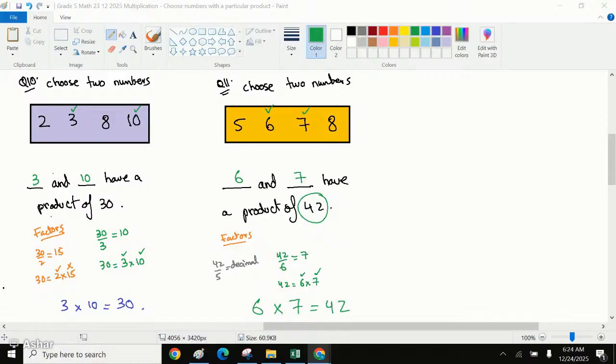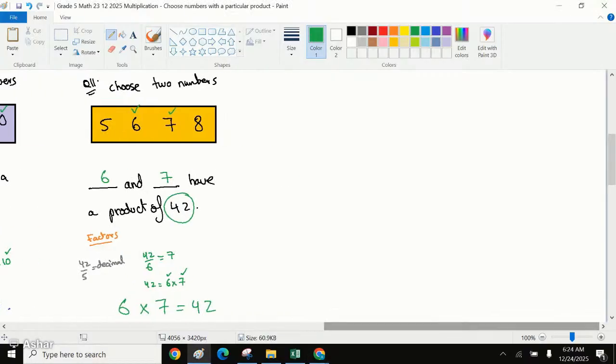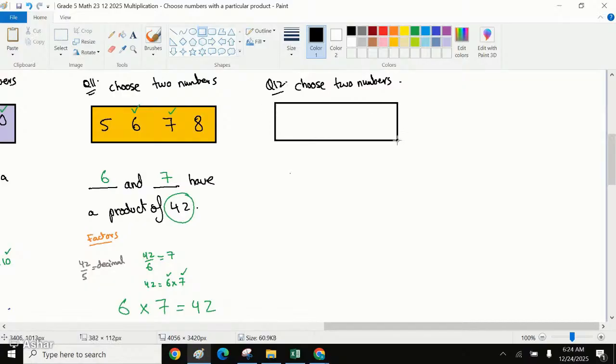Let's look at the next question. Question number 12 states, I hope we all are doing the same. Okay, good. The question says choose two numbers, and we will take the numbers in the next sequence. Let's take the numbers from 6 onwards. Let's say we have the numbers 6, 7, 8, and 9.